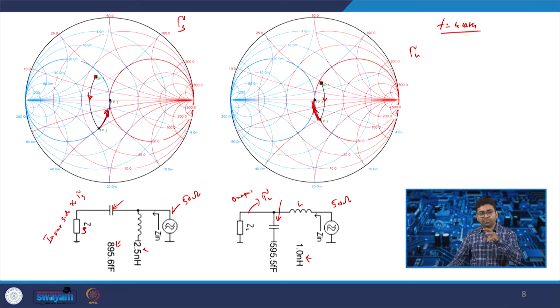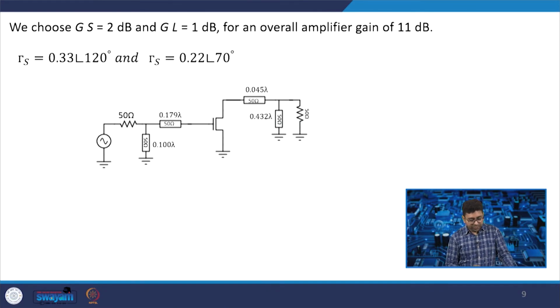And when you put all the S parameters and the matching on the simulator, you will get the better input matching, output matching, and the gain of 11 dB at the desired frequency. So, this is the value of gamma S and gamma L, that is gamma S is 0.33 angle of 120, and gamma L is 0.22 angle of 70.